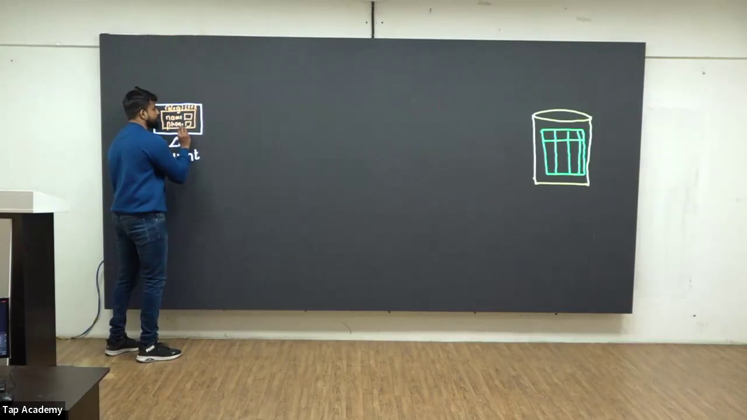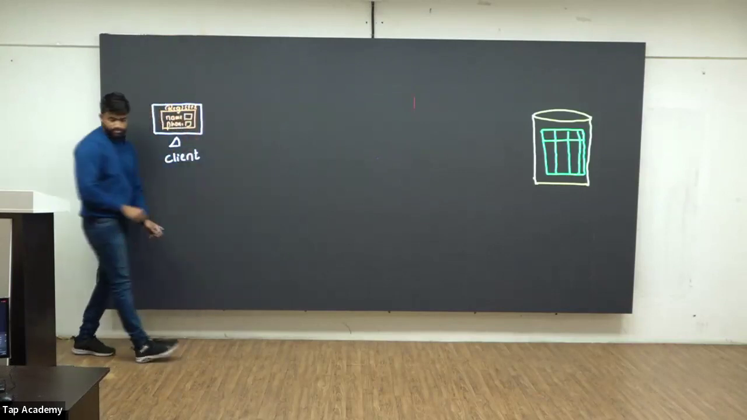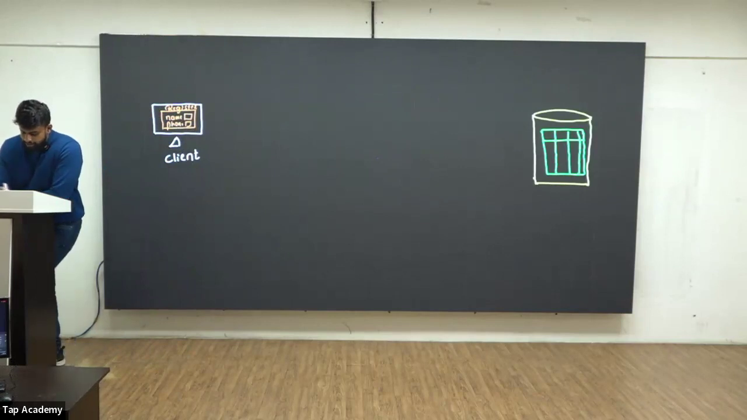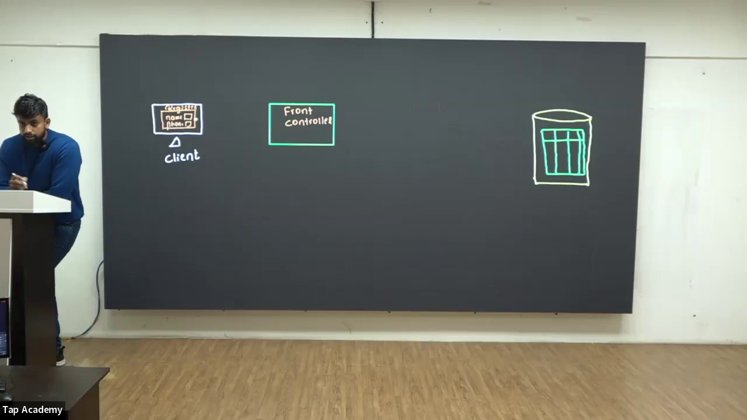Okay, sir, how can I do it? What's this? This is very important. This is client. And let me tell you, my friends, whenever the client is interacting, the client will always interact with one person here. And who is that person, sir? If you ask me, his name is this. What is his name, sir? His name, I call it as front controller.